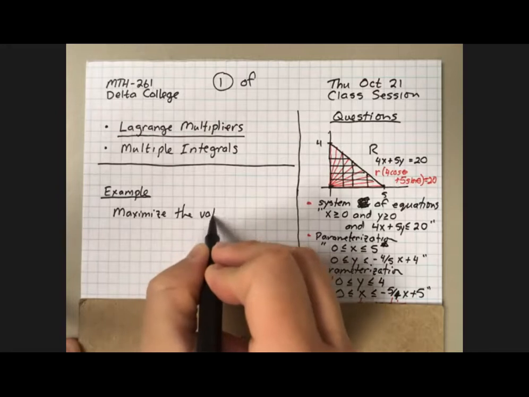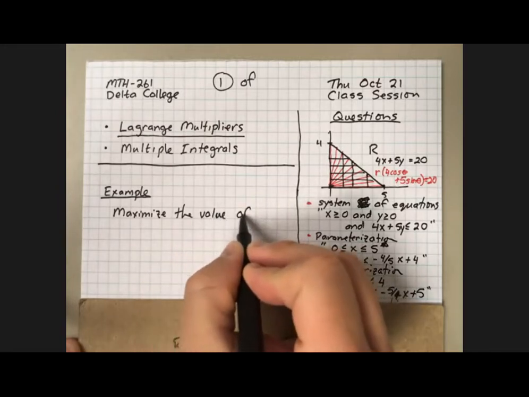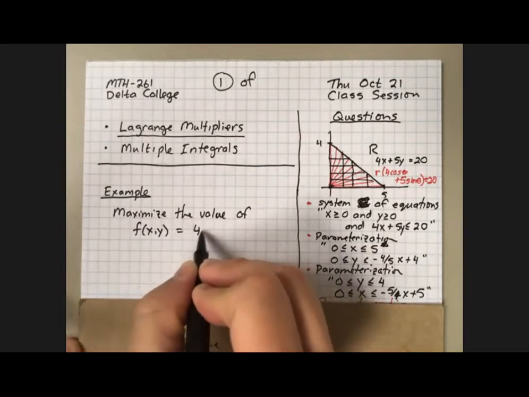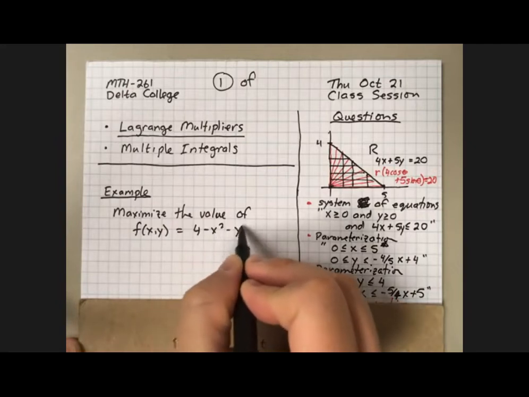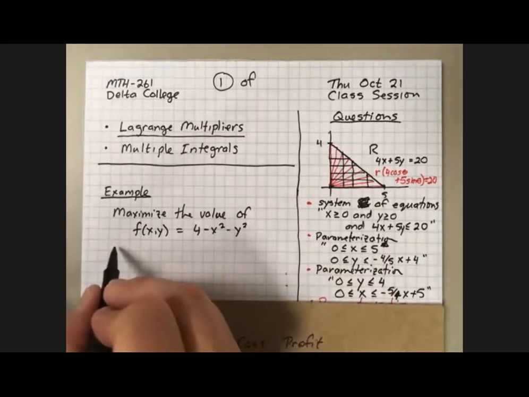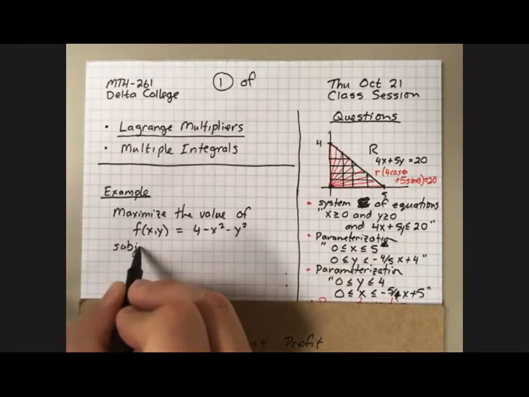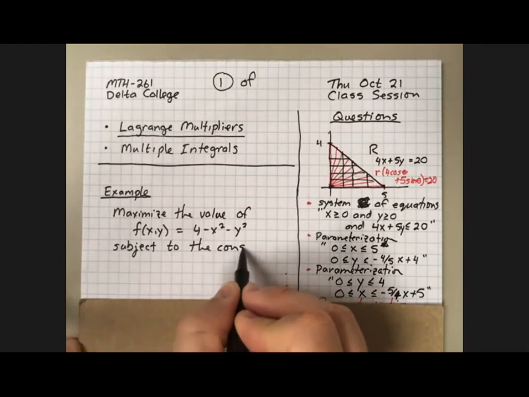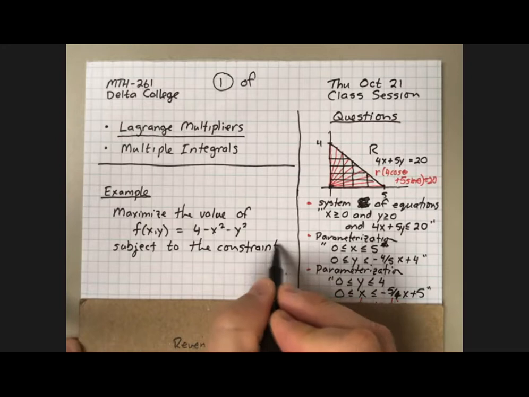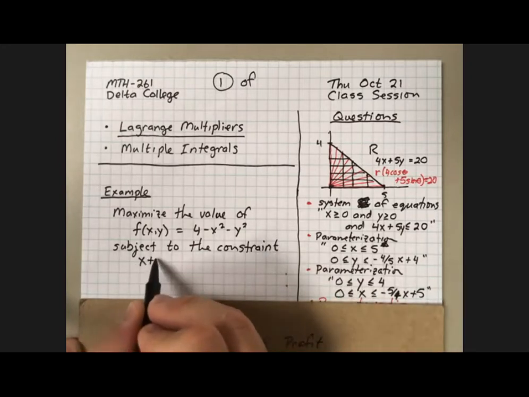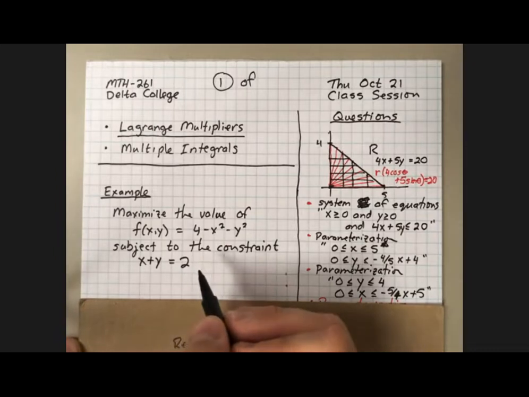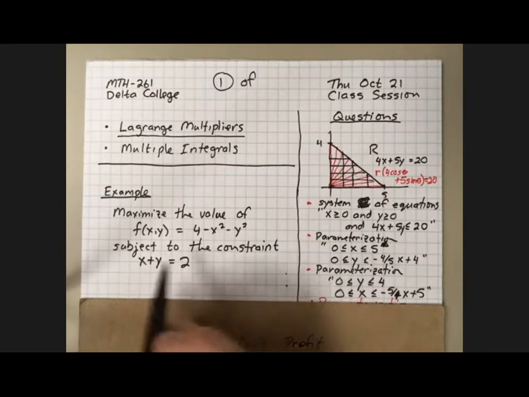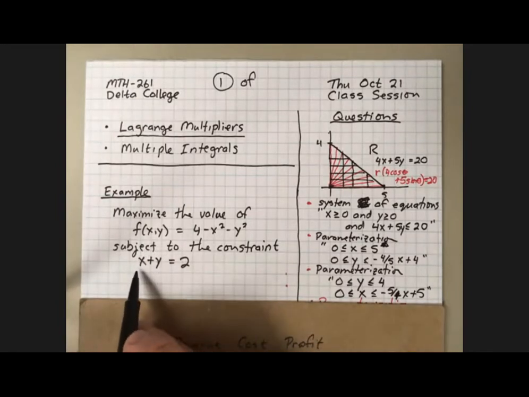the value of the function f of x and y is 4 minus x squared minus y squared, subject to the constraint x plus y is 2. That's a very simple sentence to understand. I want you to make this function as big as possible if you stay on this line.